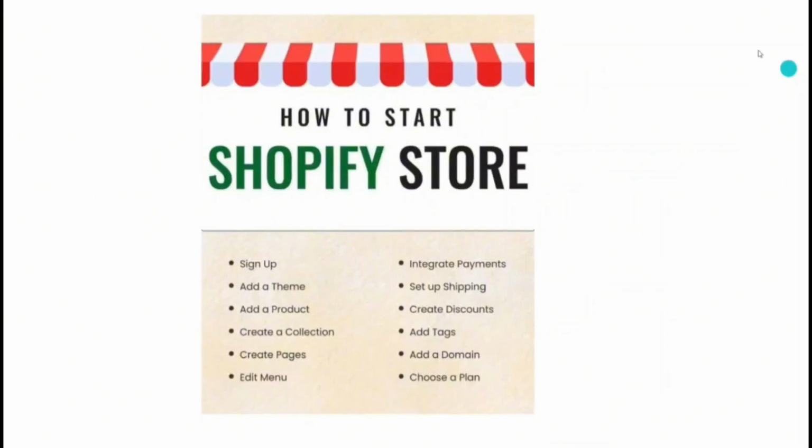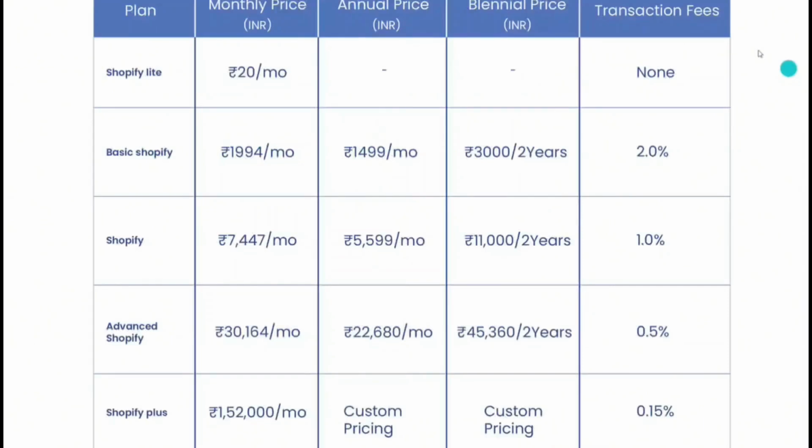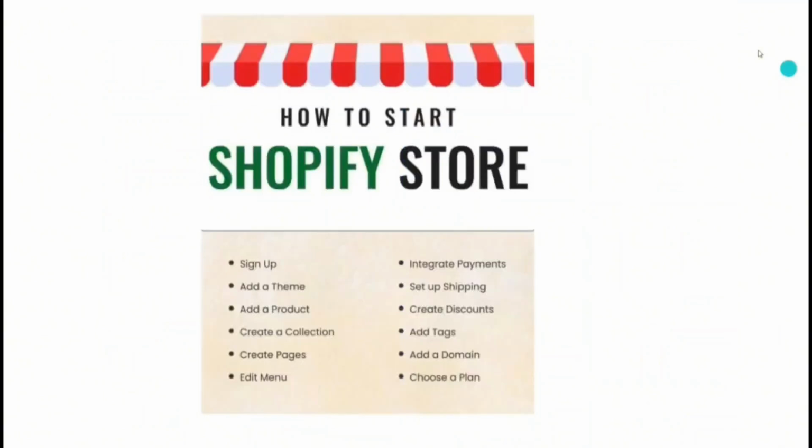So guys, here comes the last step, choosing a plan. On Shopify, you can start your plan for as little as 20 rupees. You only have to pay 20 rupees for 1 month, and later there are some small additional charges to maintain your store. You can check out those plans as well.